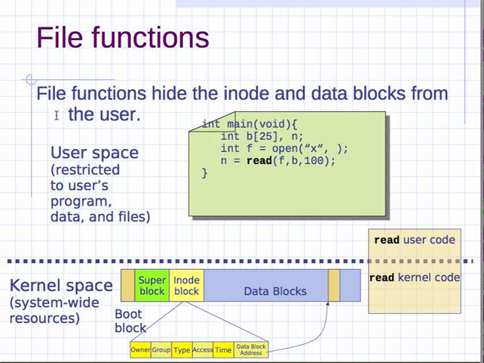Okay, so let's say we are in user space. That is, we're restricted to the user's programs, data and files, and so on. We can write a program to read, let's say, 100 bytes from a file that's named X into a buffer area. So this read function is part of the C library, and the C library read function will actually make a call to a kernel C function.